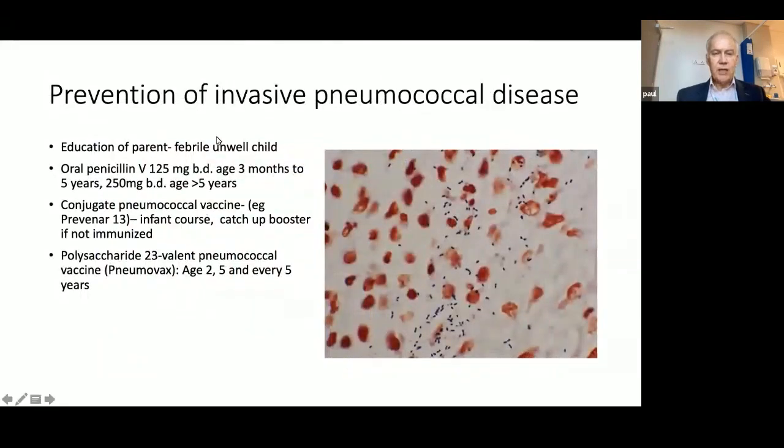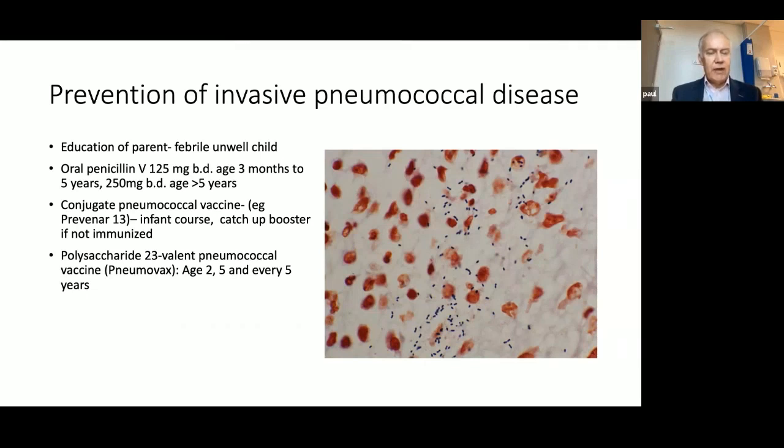So we're going to talk about invasive pneumococcal disease. This has been long recognized as an important cause of mortality and morbidity in young children with sickle cell. Children and adults are particularly susceptible to having a severe course with this infection, which is seen in the general population. It's a bacterium which can be picked up in the community.